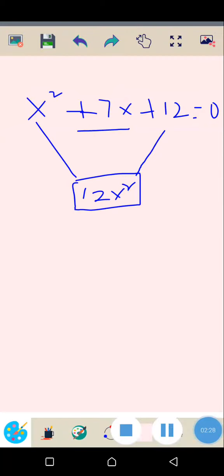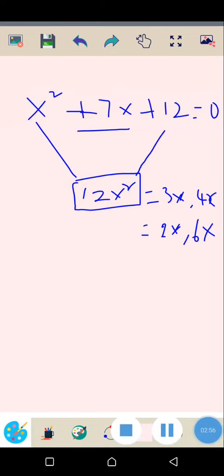The product of the equation is 12x squared. So we need to consider two factors of 12x squared that will give us 7x. Here we go. These are the factors of 12x squared. If we look at 3x and 4x, it's one of the factors of 12x squared. Then 2x and 6x, another factor of 12x squared.